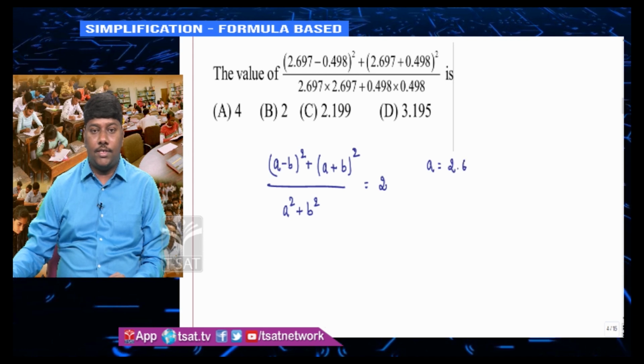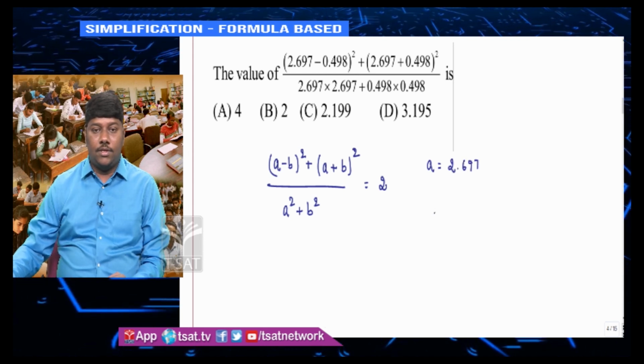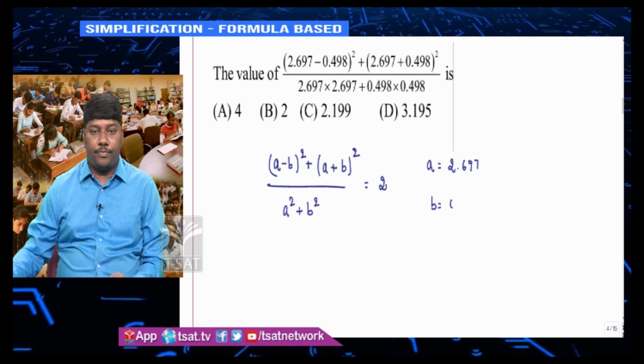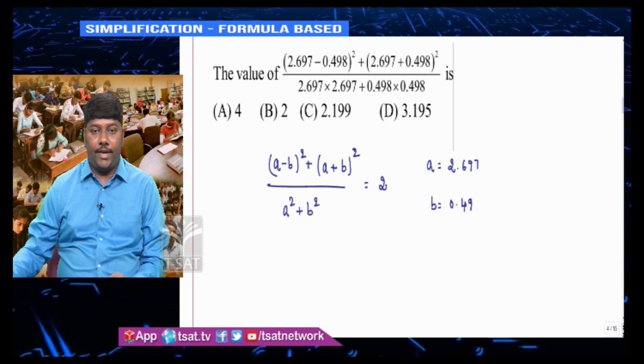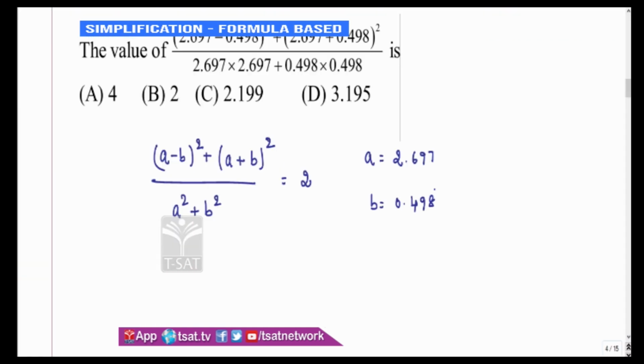2.697. Look at the decimals they have given. 498. If you do it by using a calculation, it takes a lot of time. Okay, so the idea is to apply this formula: a minus b whole square plus a plus b whole square, or else it can also ask you a plus b whole square plus a minus b whole square. If it is in between plus, if a minus b comes first or a plus b comes first, it's okay.